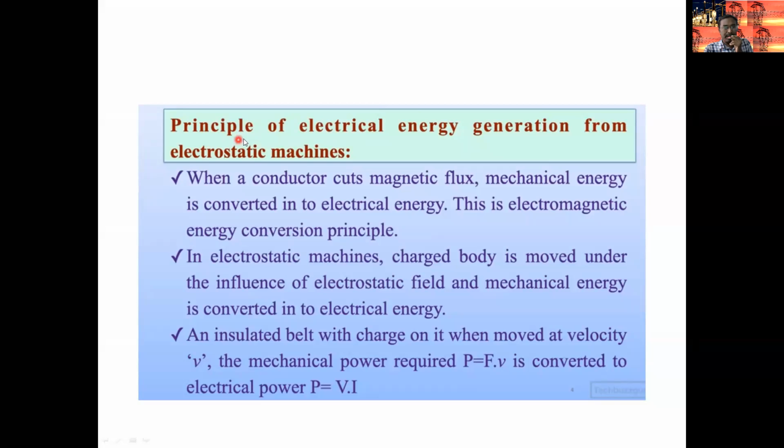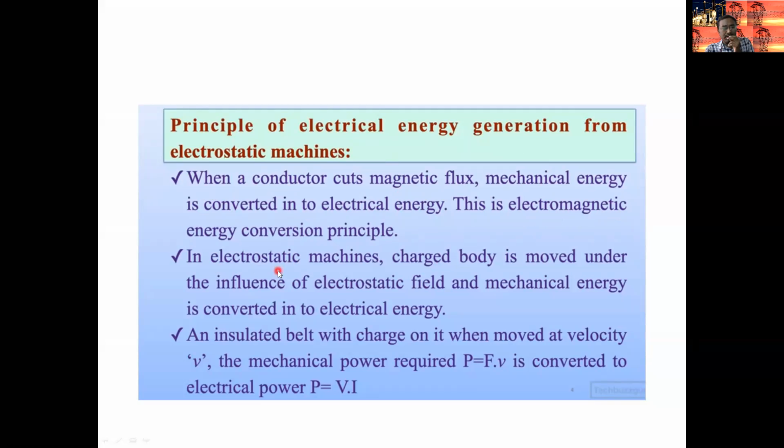Then, coming to the principle of electrical energy generation from electrostatic machines. When a conductor cuts magnetic flux, mechanical energy is converted into electrical energy. This is called the electromagnetic energy conversion principle.